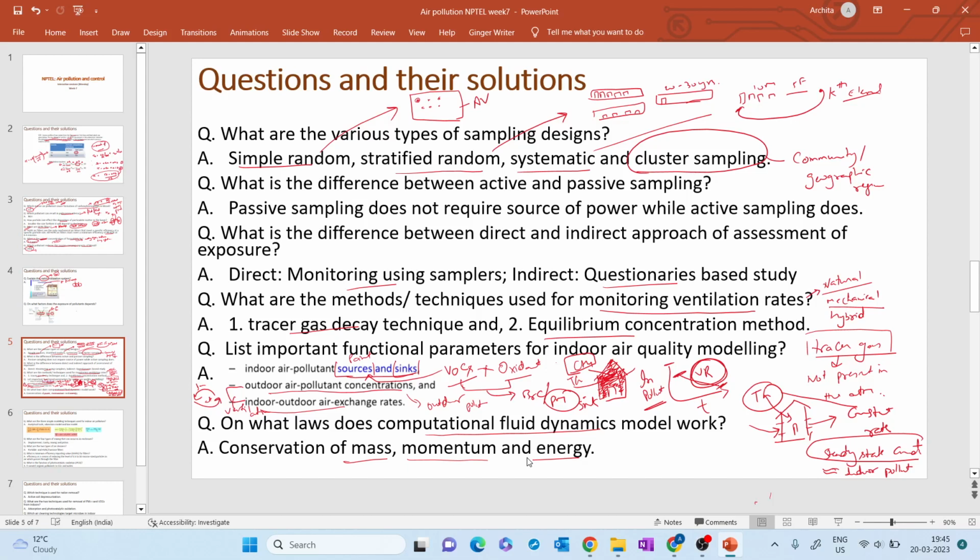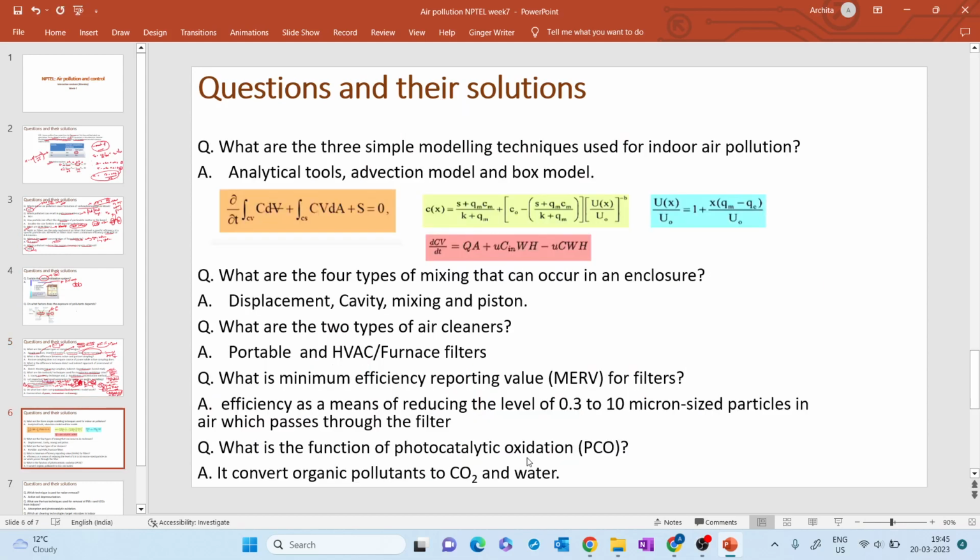Now next, after the computational fluid dynamics model, there is another technique which is a simple modeling technique, which is generally used, and is simpler, to understand indoor air pollution. So these three simple modeling techniques are analytical tool, advection, and box model.